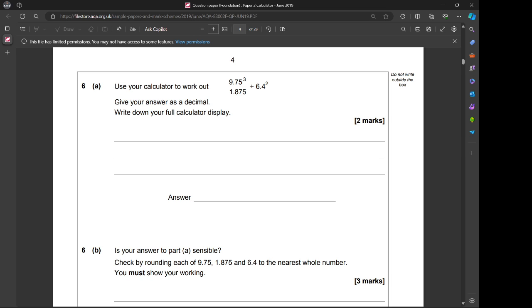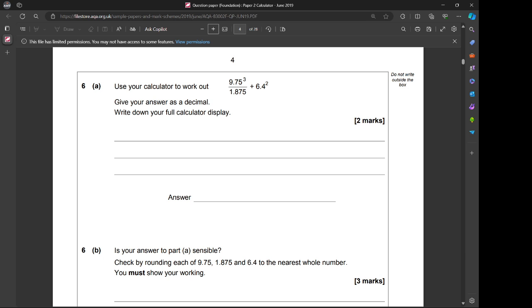So question number 6, guys. Use your calculator to work out 9.75 cubed all over 1.875 plus 6.74 squared. Give your answer as a decimal. Write down your full calculator display. So again, all we do is just enter this into our calculators, guys.